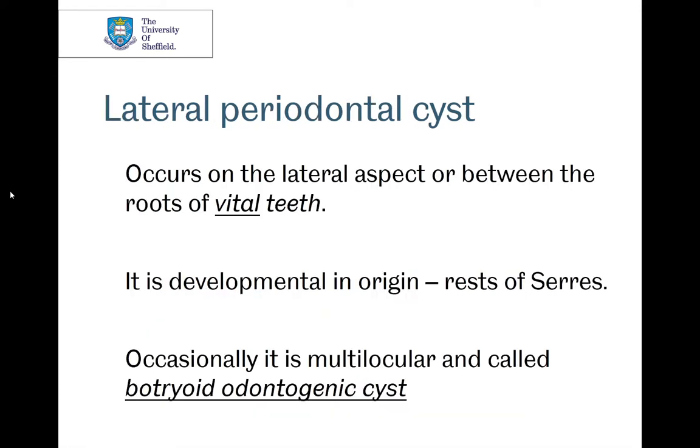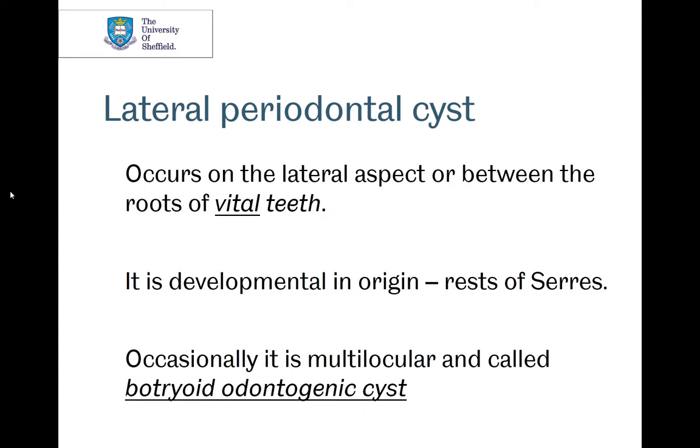What about some of the other cysts? Well, very quickly, I'm going to run through some of them. Lateral periodontal cyst. Now, this is the developmental lateral periodontal cyst. You can get cysts in the periodontium in a patient who's got periodontal disease, but they are inflammatory periodontal cysts, and I'm not going to say much more about them.